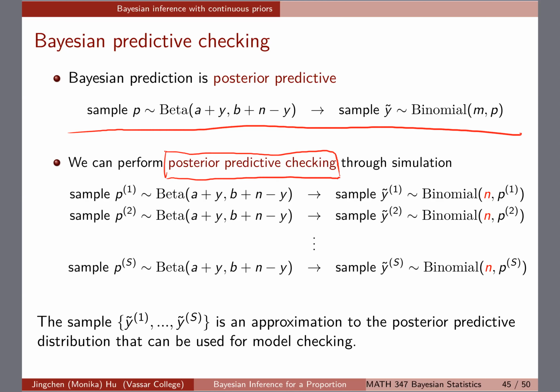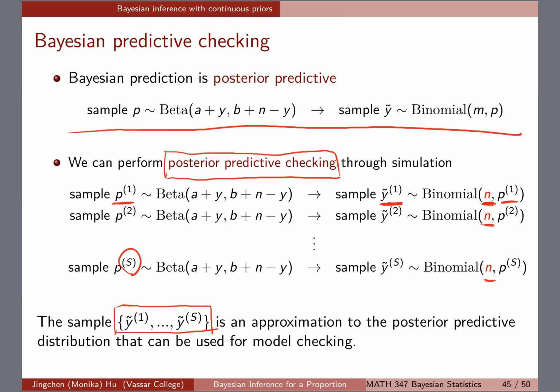So the procedure is you start, so again, we have a large number of simulations that we do. I use capital S to denote that. And what you do is you sample a P from its posterior, and then you sample a new Y. And notice that here I use M. So whenever we're using posterior predictive checking, we're going to replicate the exact same size as the original data. Okay? So we started with M, which is 20. So every time we generate a number of successes, which is Y tilde, from a binomial with 20 trials, right? And then with the newly drawn P from this posterior. Okay, so you do that a large number of times, which is capital S here. And then the sample of this Y tilde is an approximation to the posterior predictive distribution that can be used for model checking.